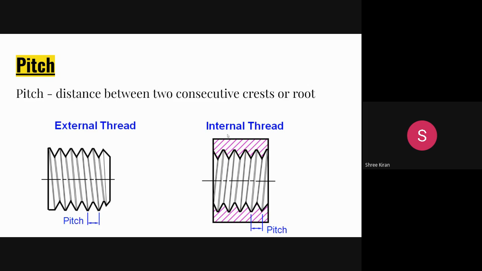Akash, are you there? Can any one of you tell me what's the difference between crust and root? The top surface generated by the two adjacent flanks of the thread, that's what crust is. Root is the bottom surface generated by the two adjacent flanks. So it's always the distance between two consecutive crusts or roots.